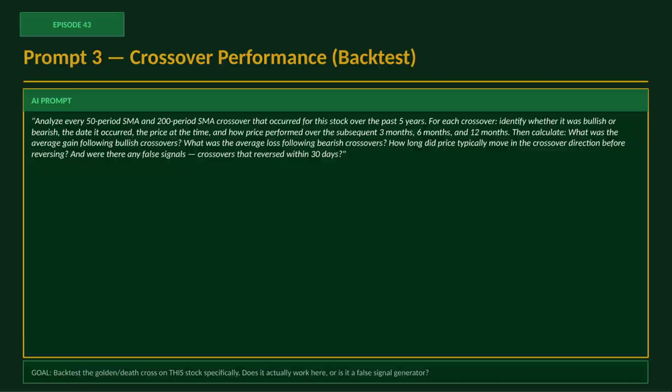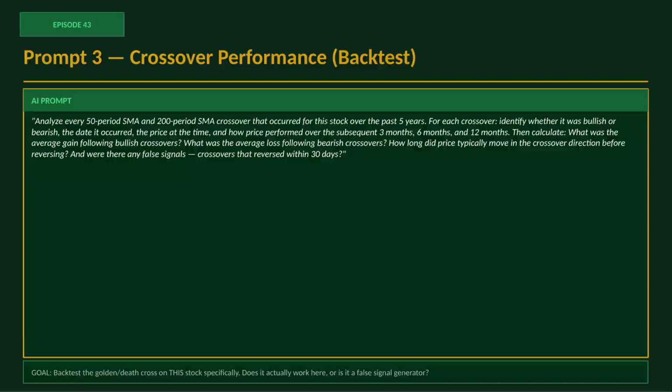Use this prompt. Analyze every 50-period SMA and 200-period SMA crossover that occurred for this stock over the past 5 years. For each crossover, identify whether it was bullish or bearish, the date it occurred, the price at the time, and how price performed over the subsequent 3 months, 6 months, and 12 months.